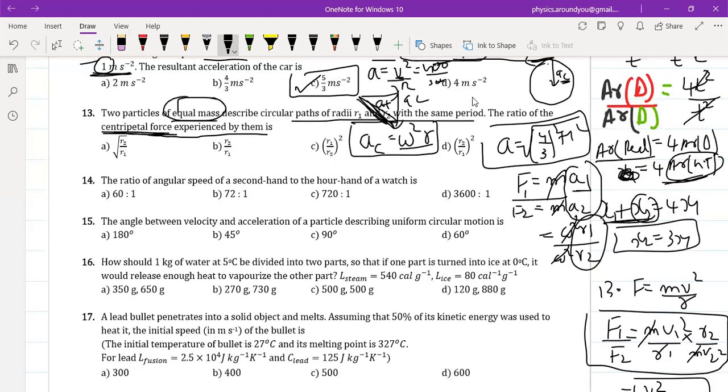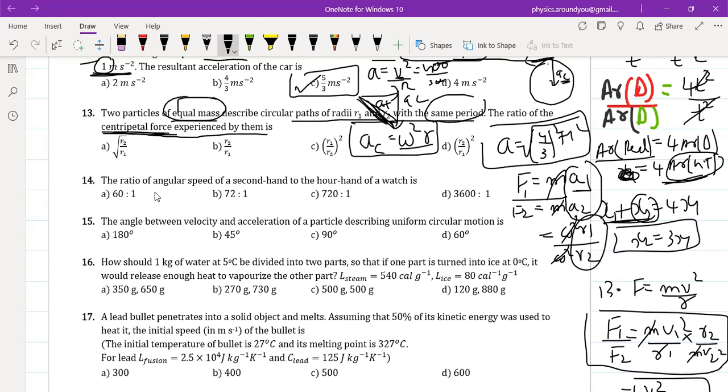Since both of them have the same period, that would mean both of them have the same angular speed. So I cancel it off, I get r1 by r2, or R2 by R1. For this, it might be the second to the first. So that would be R2 by R1.